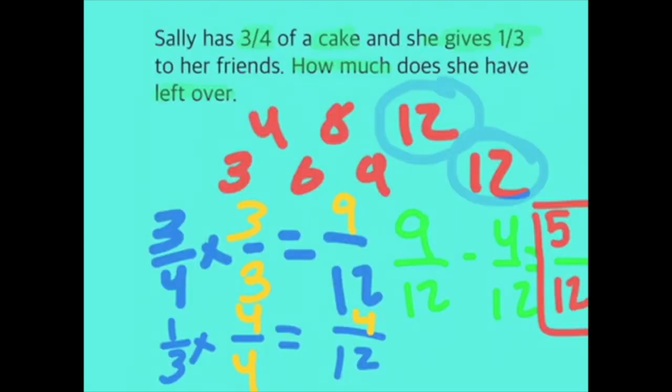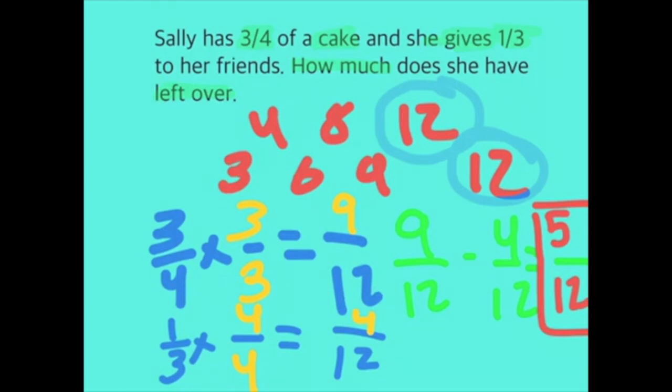Let's start out by solving a simple problem. Sally has 3/4 of a cake and she gives 1/3 to her friends. How much does she have left over? The first step to solve this problem is to find the common denominator of 4 and 3. And it is 12. So now we have to multiply 3/4 to get to 12. 4 times 3 is 12. And 3 times 3 is 9.